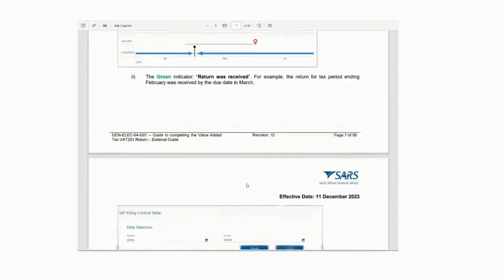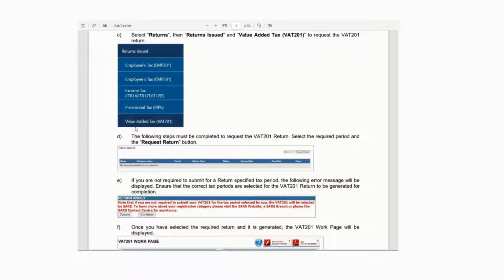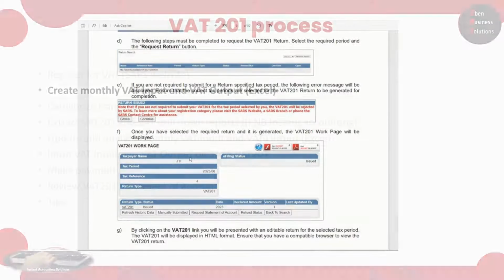So this training material shows you where to look for VAT 201 under the returns issued. You'll have something extra here. I think we're all familiar with pay as you earn, EMP 201, and then the normal annual returns provisional tax for your company, and then you'll see this extra one called value added tax.